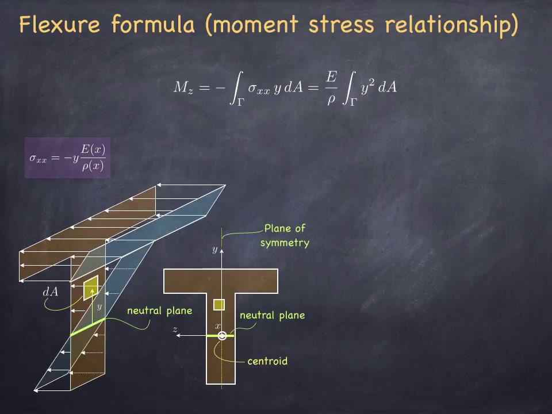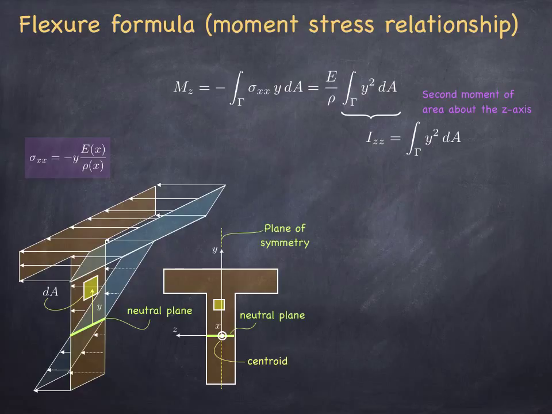So once we have put in the formula for sigma xx that we have obtained previously into this integral, and plug in minus y times E over rho into the integrand, and pull out all the terms that are not functions of dy and dz, we obtain the rightmost result, that Mz must be equal to E over rho times the integral of y squared over the cross section. This particular quantity is called the second moment of area, and in this particular case it is the second moment of area about the z-axis.